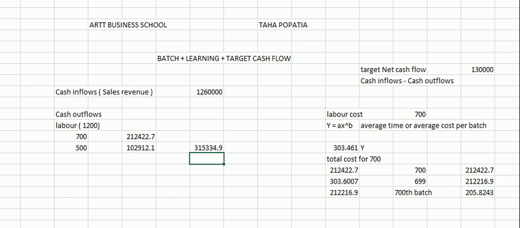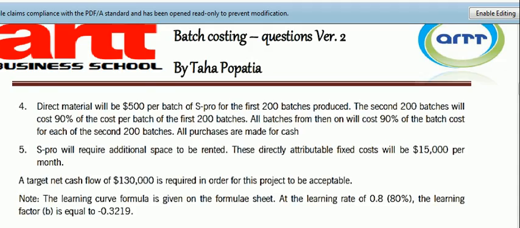315,334.9. I haven't discussed the basics of the learning curve and why we applied this technique, since it has already been discussed in the learning curve videos. My main purpose for this video is to solve this particular question. Moving on to our next cost.